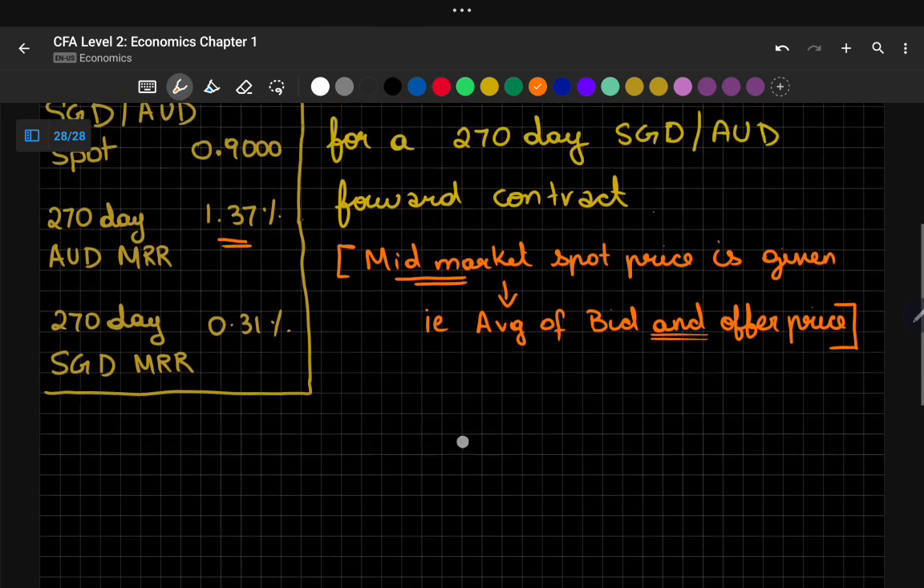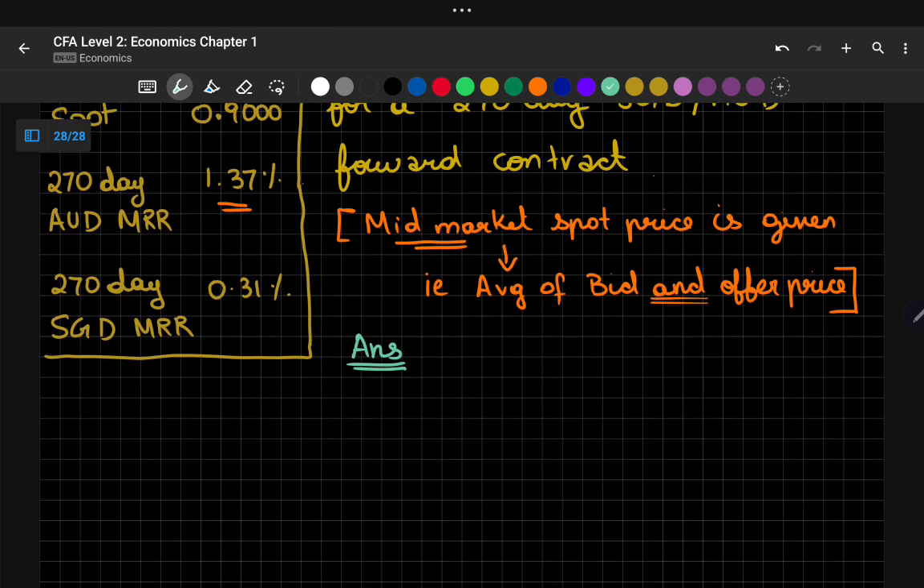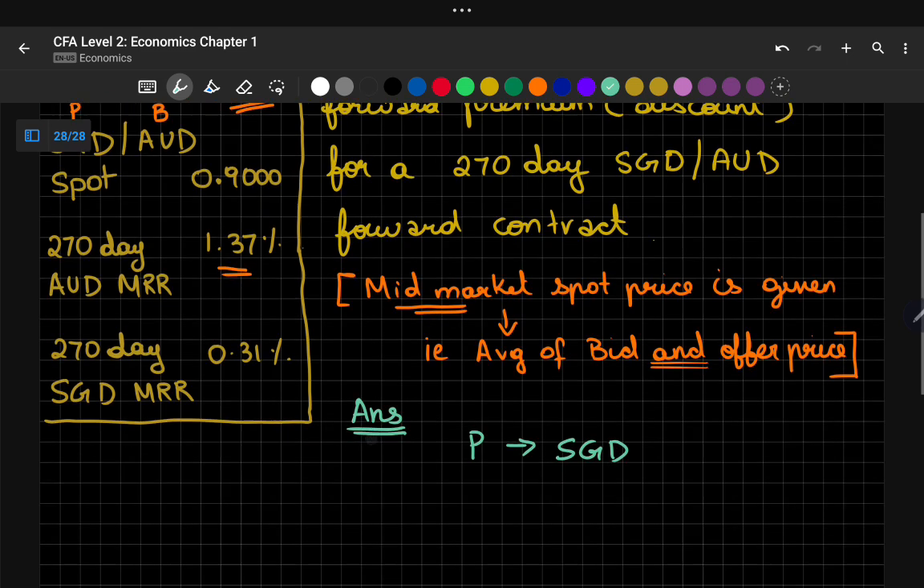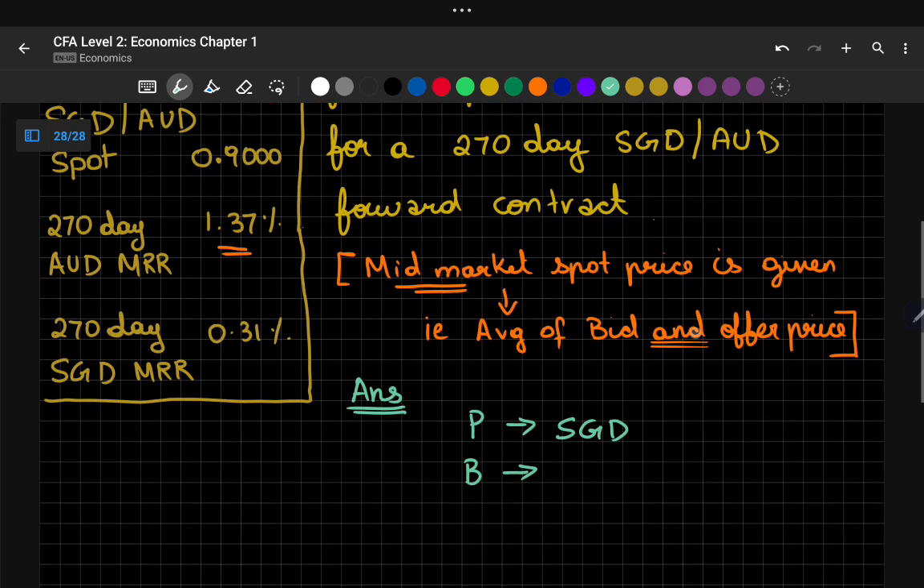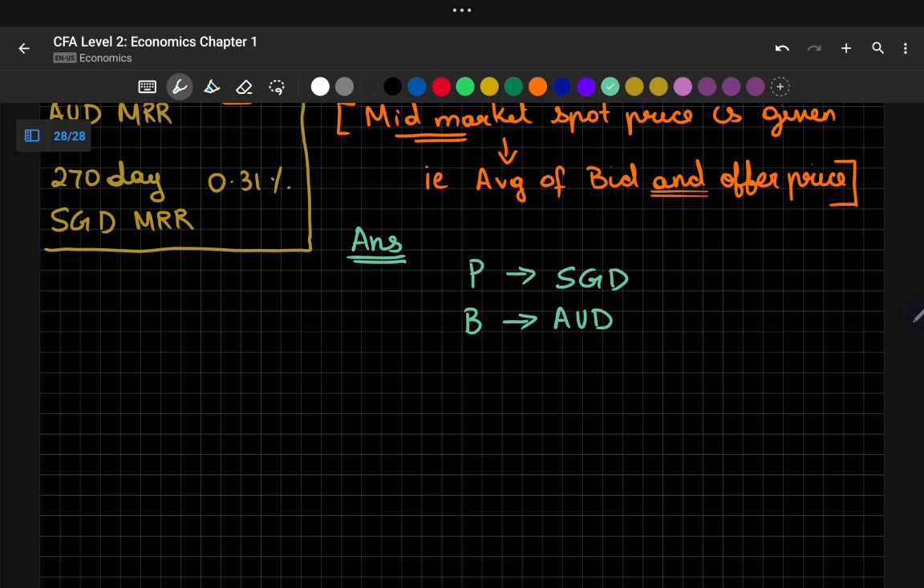So first, for ease of calculation and not to make any mistake, I'll define what is P by B. In this case, I'll take the price currency as SGD. I'm just writing it down so that I won't get confused while inputting the data into the formula. Now B is AUD, that is the base currency. Okay, since I have written it down, now I'll write the formula.